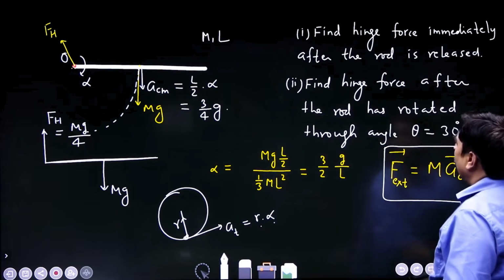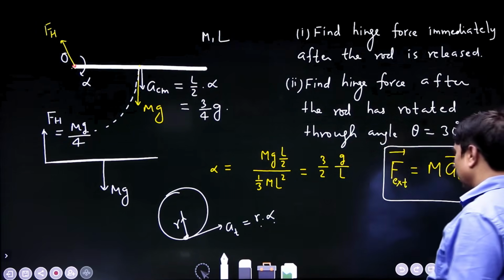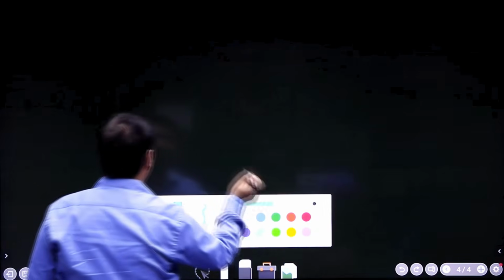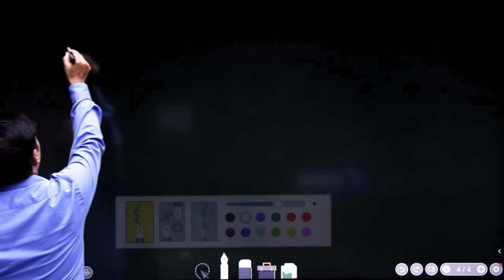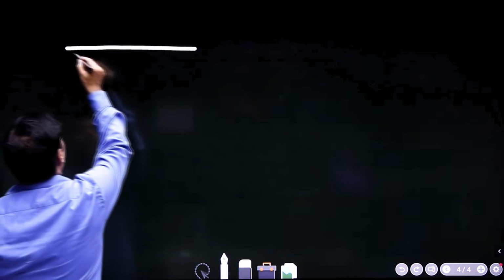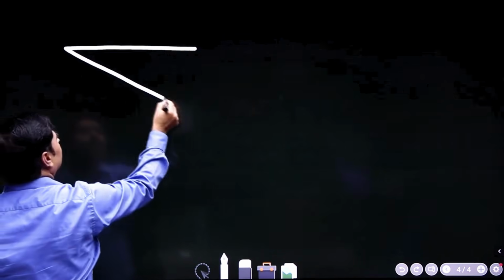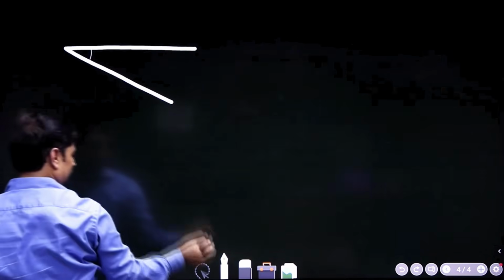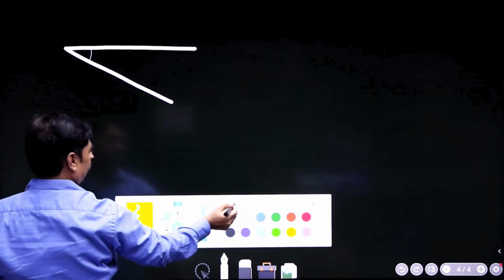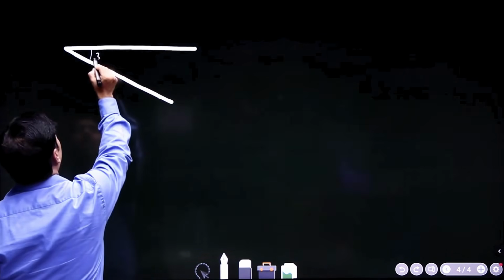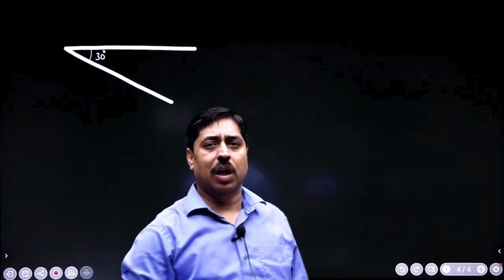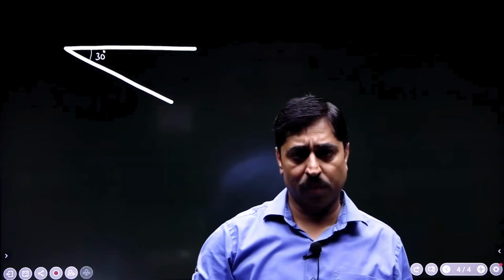In the second case, after the rod has rotated through some angle, I have given you all the fundamentals, but still I will do a few steps so that you do not find it really very difficult. So, this rod has already rotated through some angle theta. This is what the question says, 30 degree. Yes. So, this is 30 degree, and in this particular position I have to find what is the hinge force.